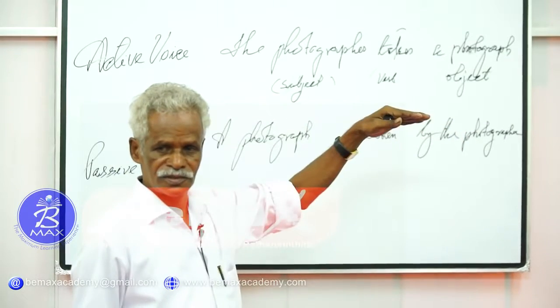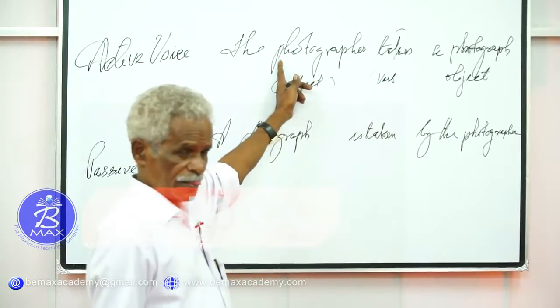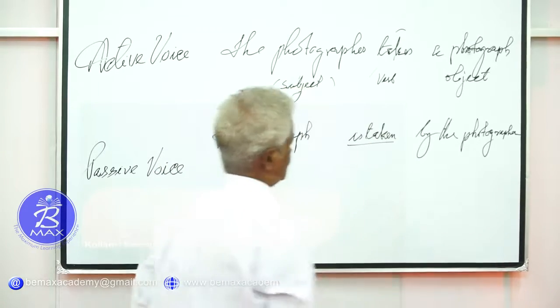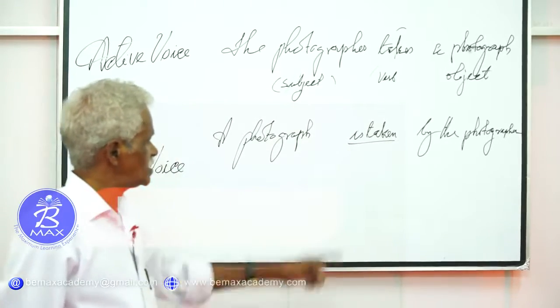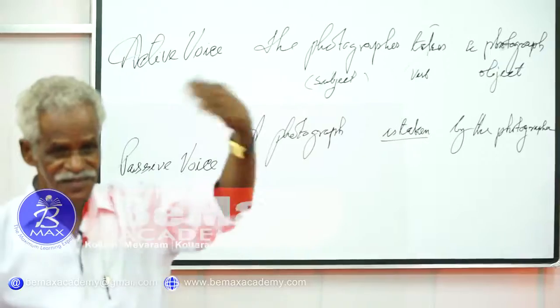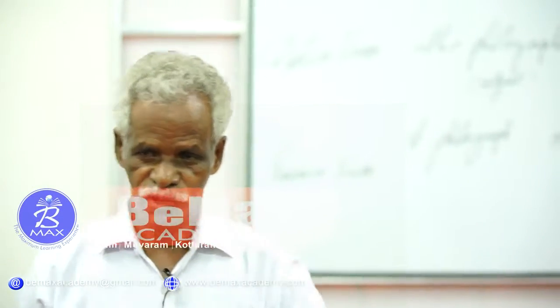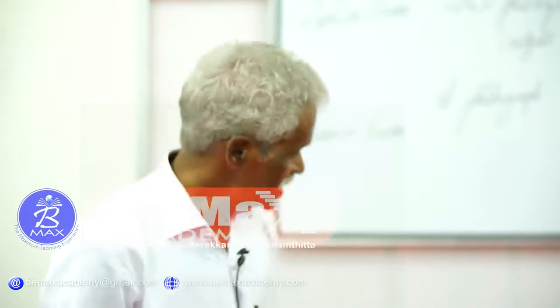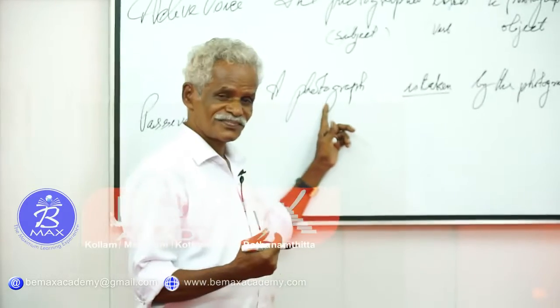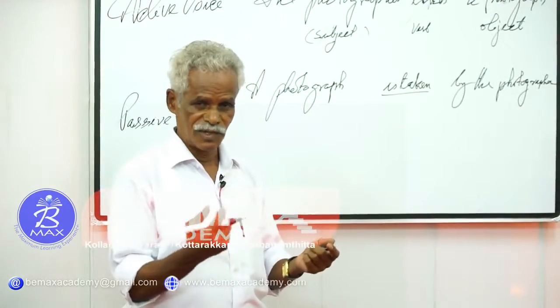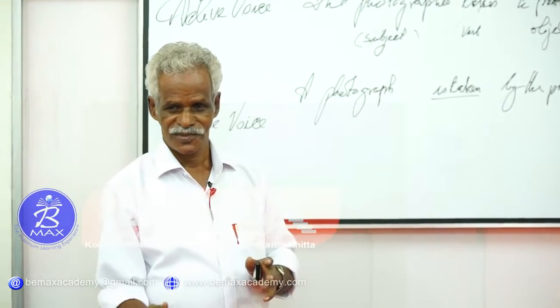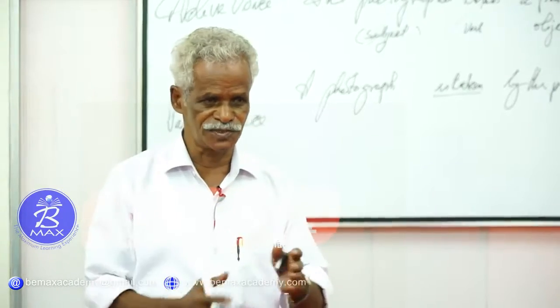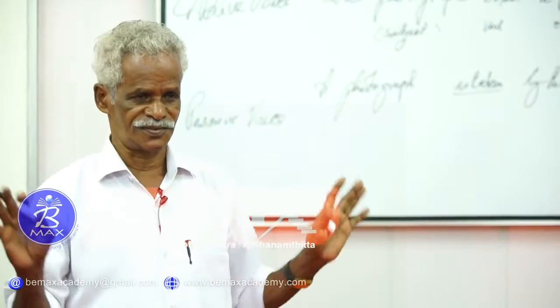Takes is the active voice. It gives importance to the subject. In the second case, it is taken. Takes, is taken. It gives the importance to the photograph. What is taken? The photograph is taken. So, in the passive voice, the subject does not do anything. It receives the action. That is, photograph is taken. Edukkapadunnu. In Malayalam we say edukkapadunnu. So, what is passive voice? Passive voice is the form of sentence in which the subject receives the action or suffers the action.